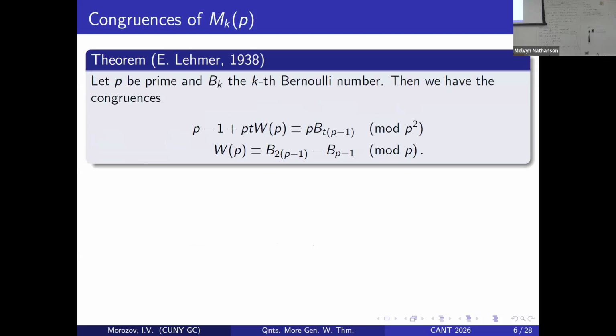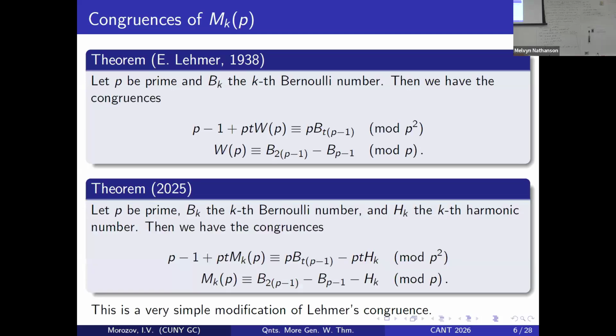So in 1938, Emma Lehmer gave us some congruences for the Wilson quotients. So if p is prime and we denote B_k as the kth Bernoulli number, then we have this pair of congruences, in particular the second one. The Wilson quotient is equivalent to the difference between two Bernoulli numbers mod p. And we ask if we can extend this to the general quotients.